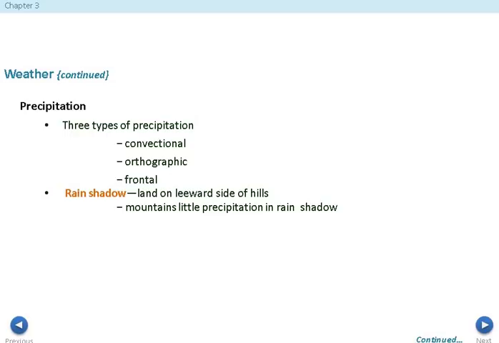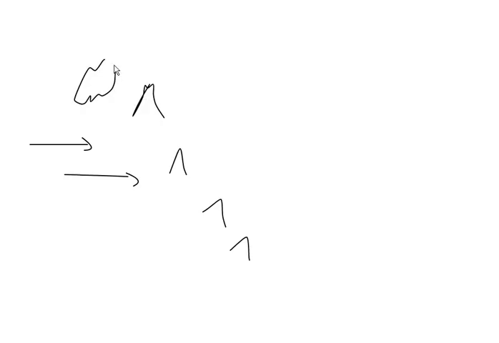Now we also have something called the rain shadow effect. With the rain shadow effect, and I'm going to just draw this in, you're going to see mountain ranges. And we've got winds that are going to go into the mountains right here. These clouds are going to get pushed into the mountains, and so they just kind of stay on this side right here.